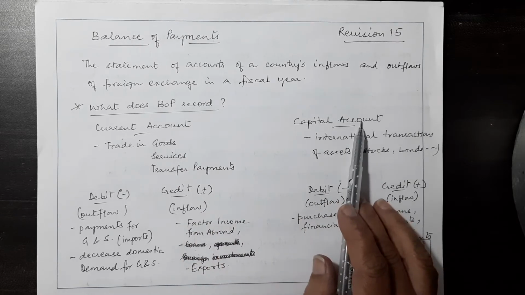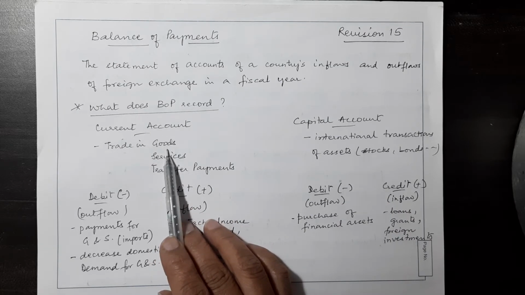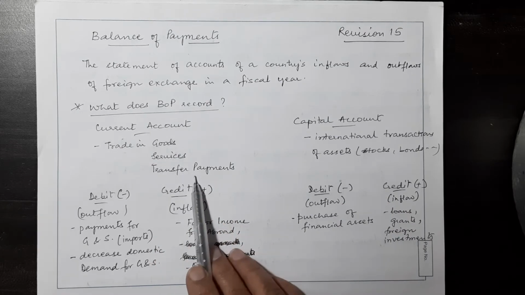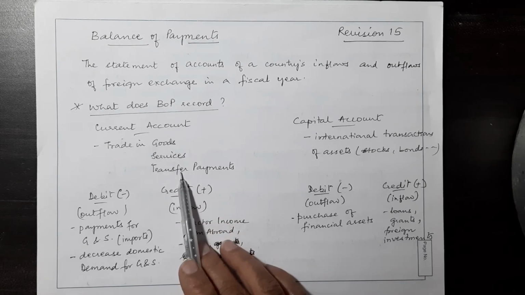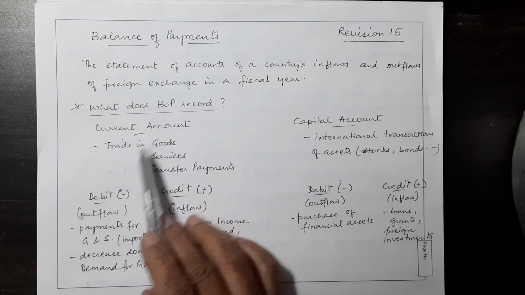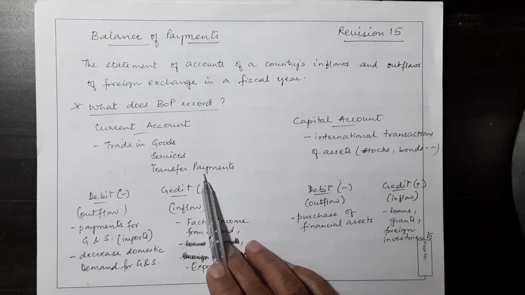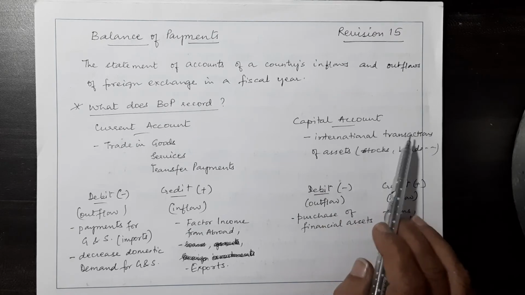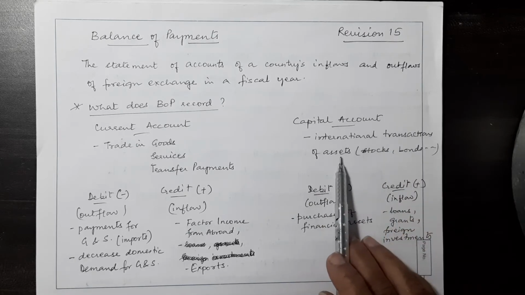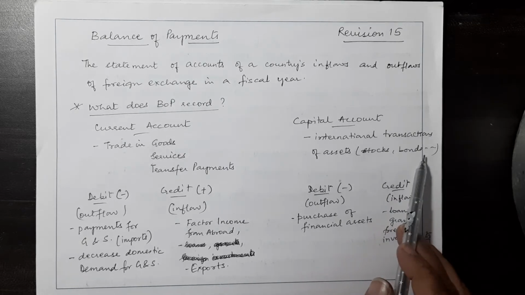So we need to be very sure of where these transactions are recorded, whether in the current account or in the capital account. The current account deals with trade in goods, services, as well as transfer payments or unilateral transfers. So all three will be included under the current account. Trade in goods, services, as well as unilateral transfers or transfer payments.